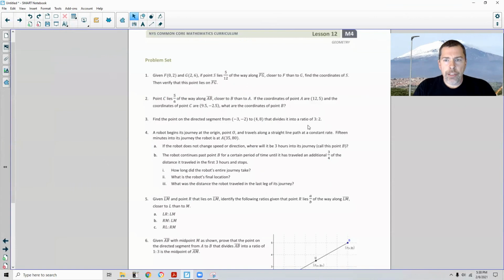Okay, page 4 brings us to the end of lesson 12. Go do your problem set.